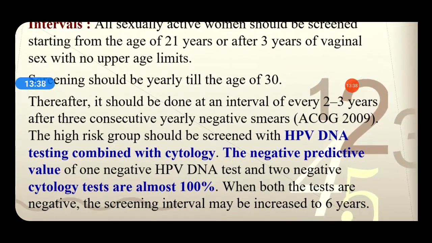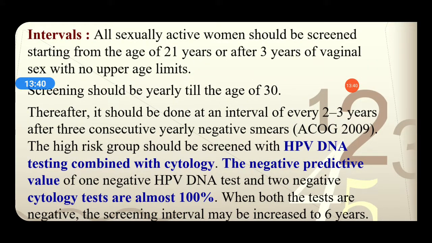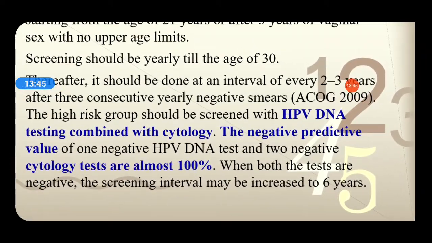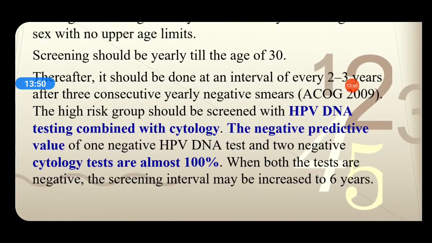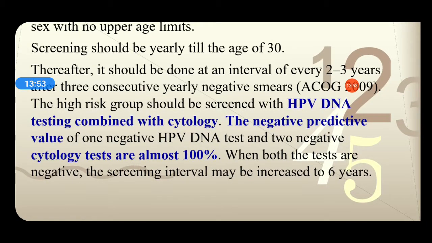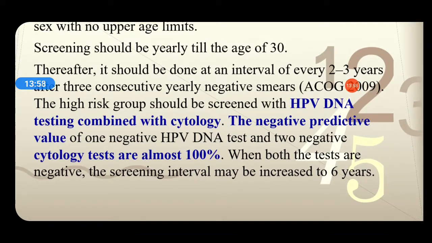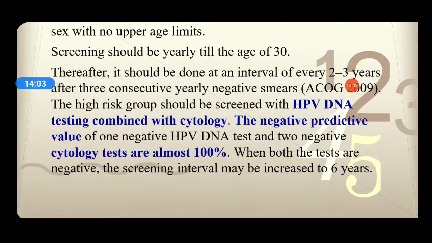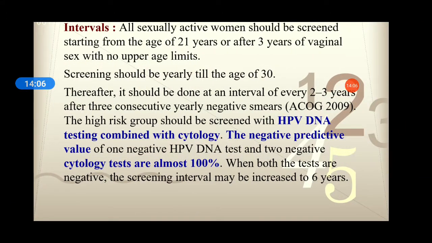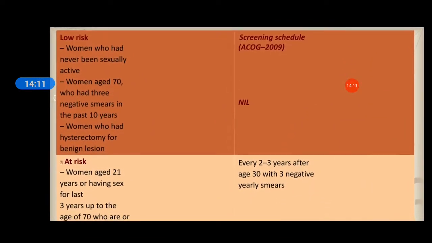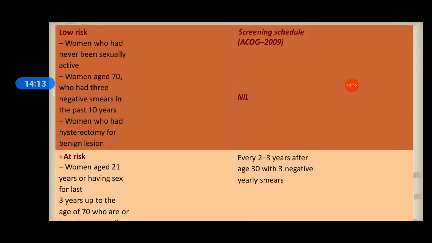Thereafter, it should be done at an interval of every 2 to 3 years after 3 consecutive yearly negative smears. The high-risk group should be screened with HPV DNA testing combined with cytology. The negative predictive value of 1 negative HPV DNA test and 2 negative cytological tests is almost 100%. When both the tests are negative, the screening interval can be increased to 6 years. So here they have mentioned certain categories in whom we have to go for the screening method.